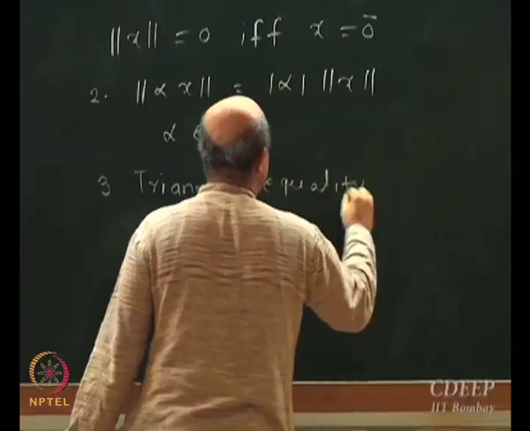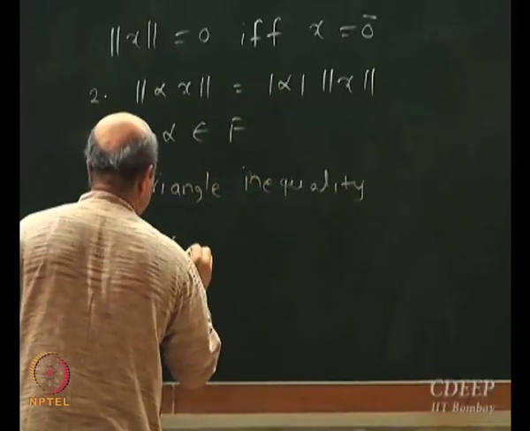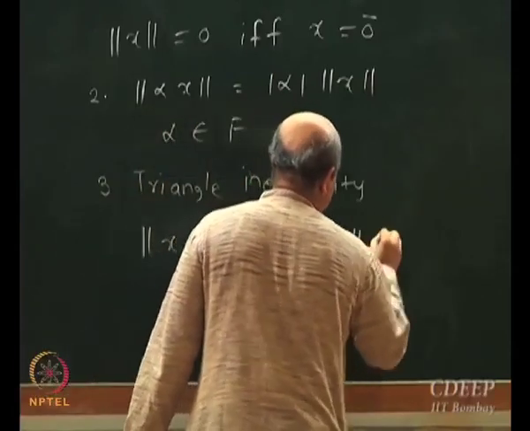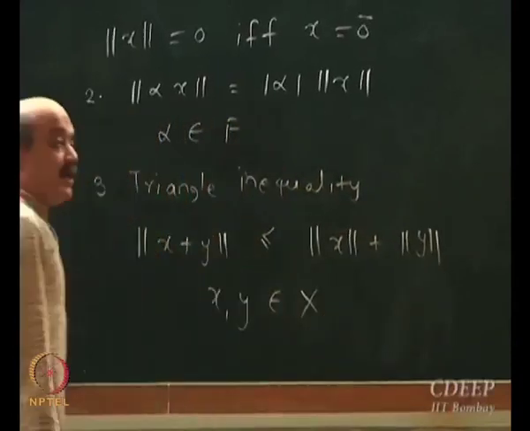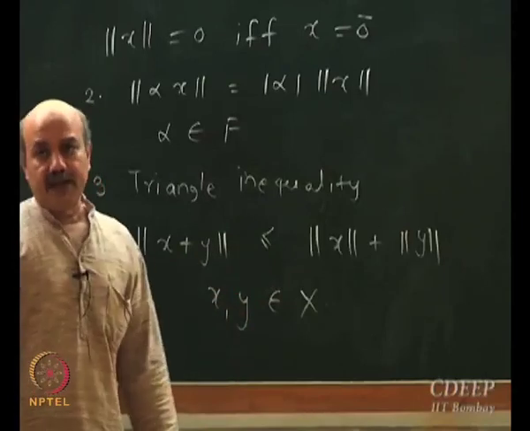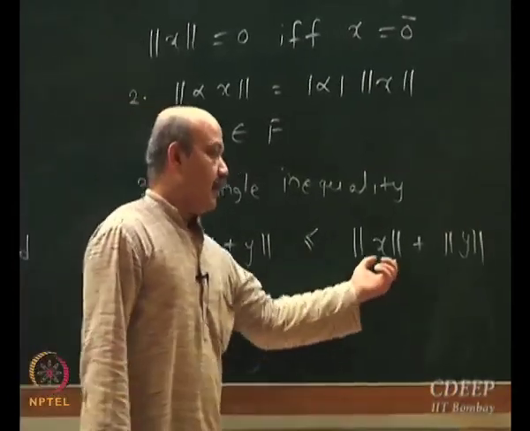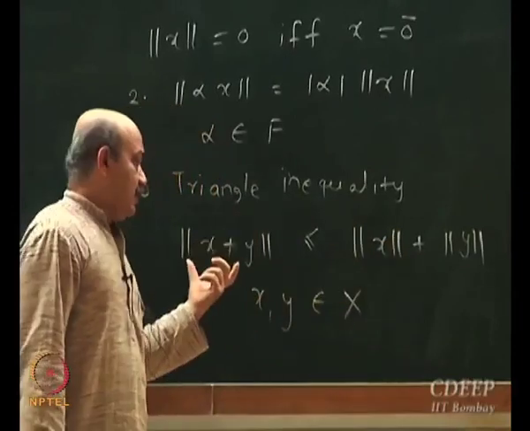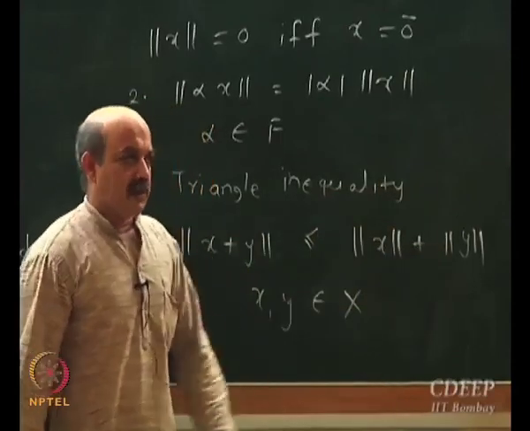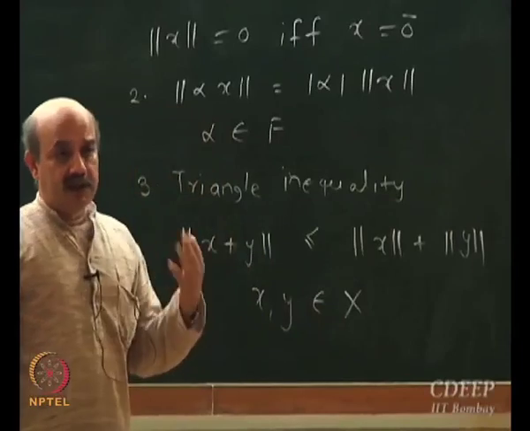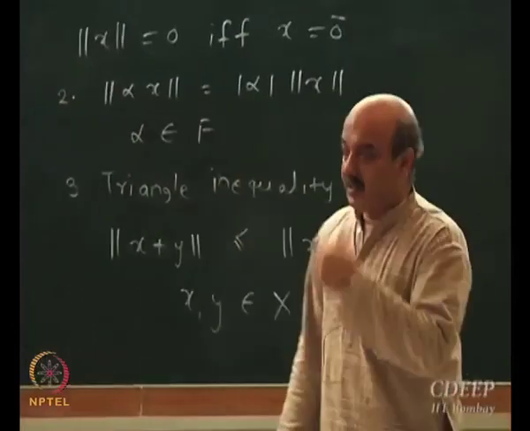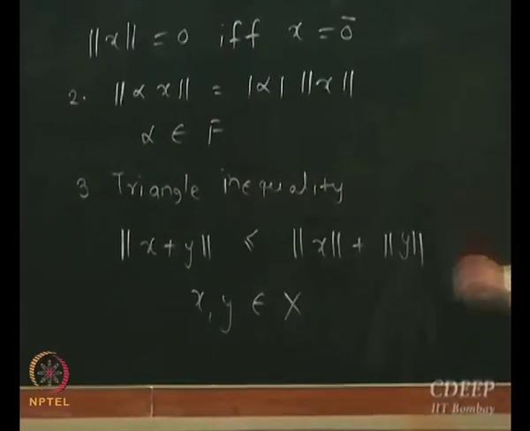Triangle inequality. So this states that, take any two elements X and Y from vector space X, the length of vector, norm of vector X plus Y is always less than or equal to norm X plus norm Y. This is a generalization of the triangle inequality that you know for one dimension, or in three dimensions for triangles, generalized to any other space.